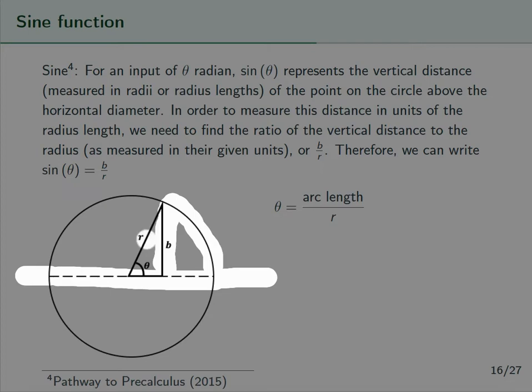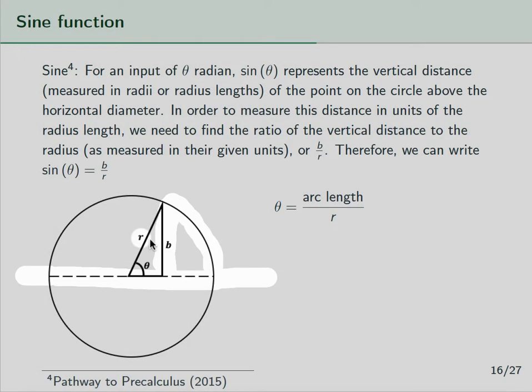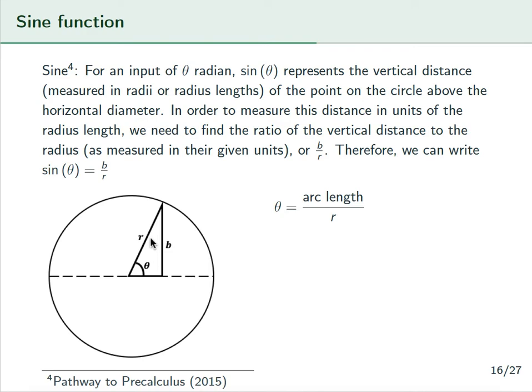But still we're using r as a unit. So if I do b divided by r, we're using r as a unit measure. How many r can go into b? Most of the time we'll get a fraction. The maximum we can get is 1. But this measures the vertical distance from the horizontal diameter. So remember, the angle in radians is arc length divided by radius. So r here means radius. So what's happening is the sine theta, sine of this angle, is the same thing as theta, right here.